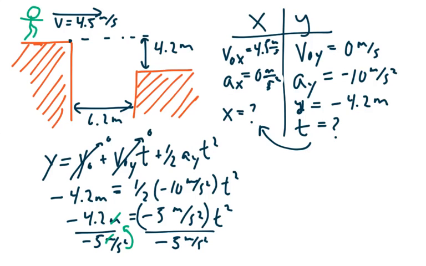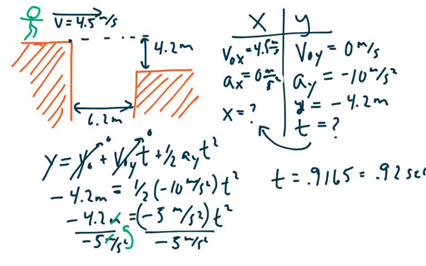So let's do this math here. 4.2 divided by 5 on my calculator is 0.84, and when I square root that, the time here is then equal to 0.9165. So let's call that 0.92 seconds. Okay.